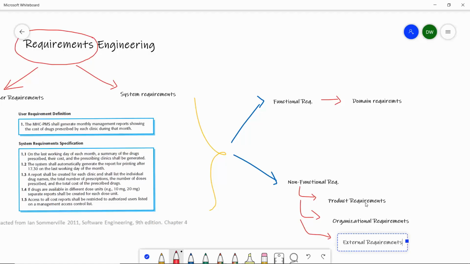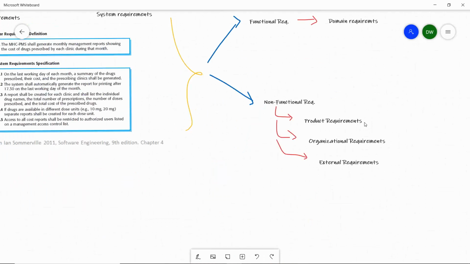So product requirements means the requirements which the product should have. For an example, we already discussed reliability and efficiency. That means the speed. So those are related to product requirements.